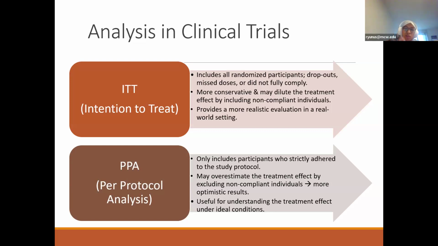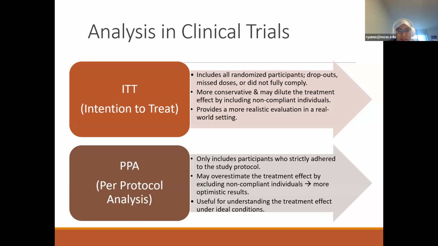From the name itself, right? Per protocol, that means you really follow exactly what the protocol says. So when you do the analysis under the PPA approach, you will include only subjects who adhere to the protocol, and you will exclude everyone else who drops out, who maybe misses some doses, or who does not comply to the rule. In a way, you're being very idealistic, you're being very strict, and you want to include only those who complete the study in the best possible manner.